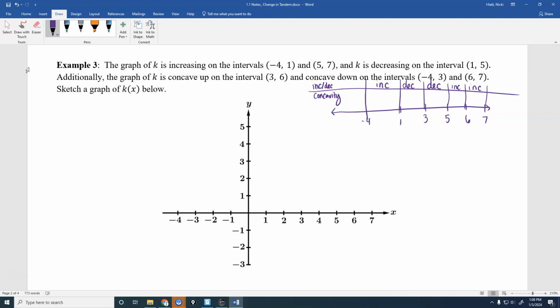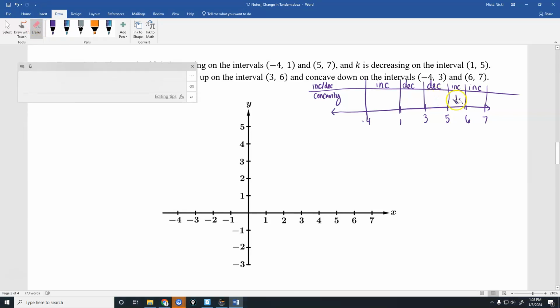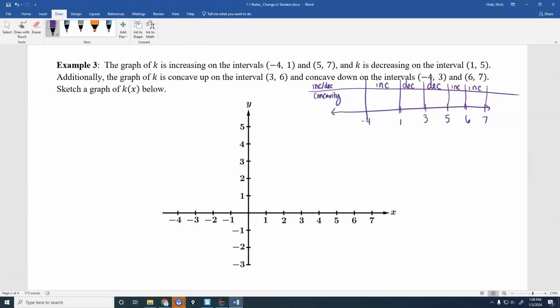And then we're going to do the same thing with concavity. It tells us that from 3 to 6, we're concave down. So 3 to 6, concave down. I'm just going to put a down arrow here. And negative 4 to 3 will be concave. Oh, wait. I've got that backwards, sorry. I'm hurrying, I'm messing up. Alright, concave up on 3 to 6. Those should be up arrows. And then negative 4 to 3 is concave down, and 6 to 7 is also concave down.